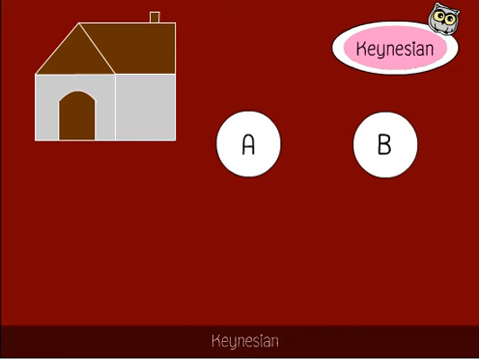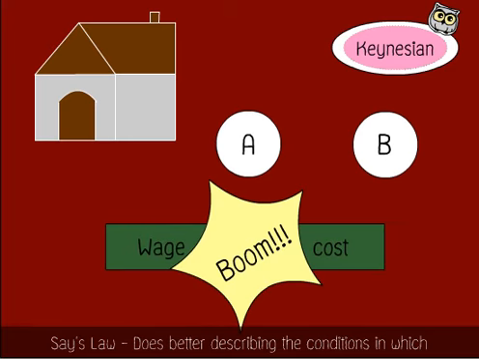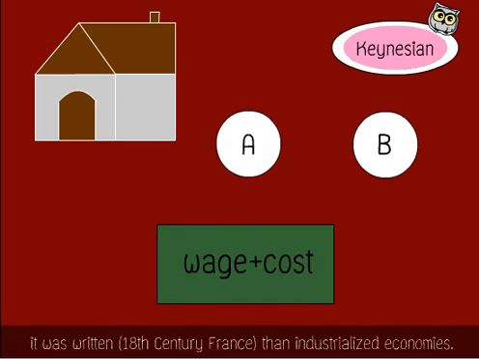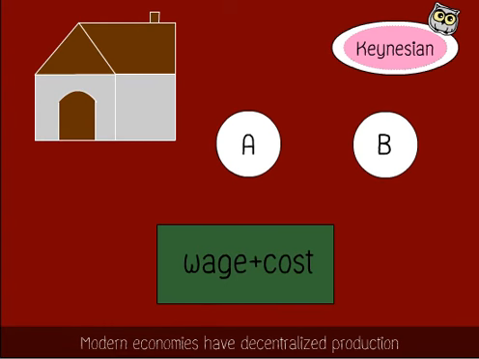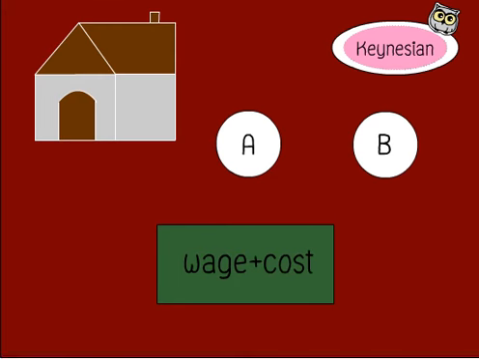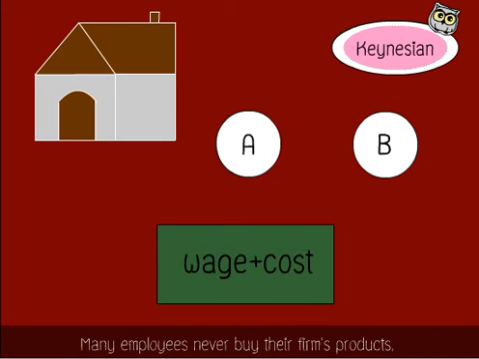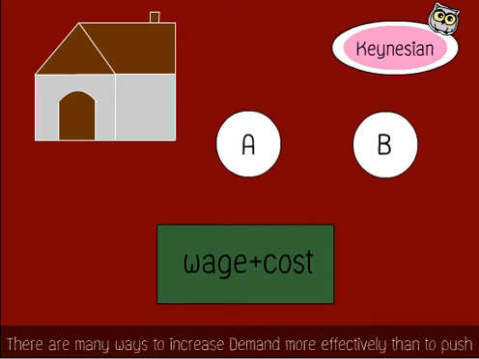Keynesian view of Say's law: it better describes the conditions in which it was written than an industrialized economy. Modern economies have decentralized production, but often profit makers are remote and far from the production. Many employees never buy their firm's product, which has an effect on costs but not on the firm's revenue. There are many ways to increase demand more effectively than to push for more output.